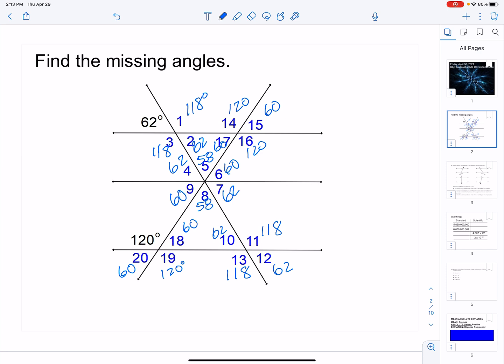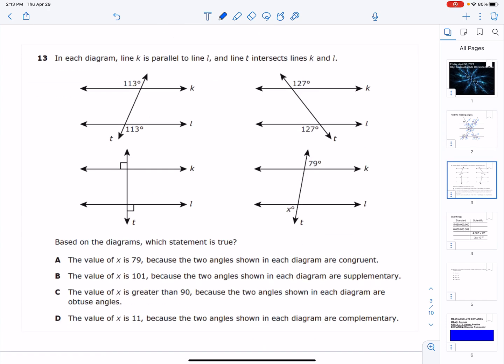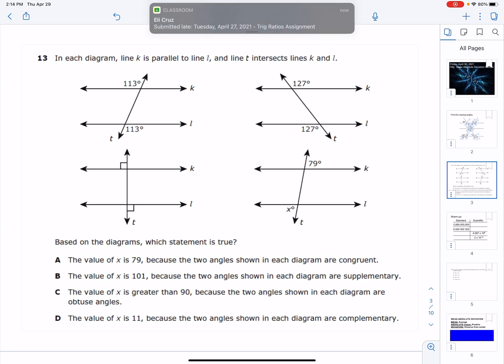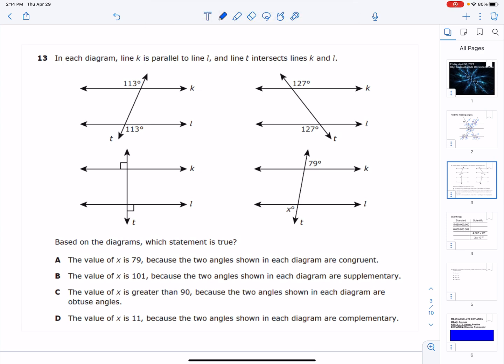Now, why do we need to know that? Well, because STAAR is going to ask you some questions that are like this. It says in each diagram, line K is parallel to line L, and line T intersects lines K and L. Based on the diagrams, which statement is true?